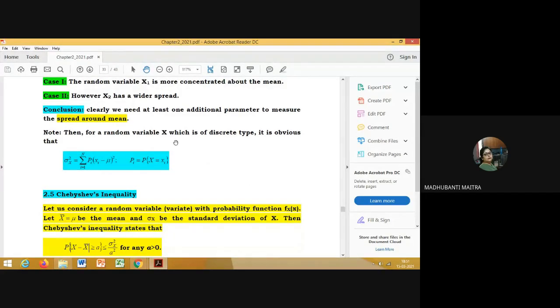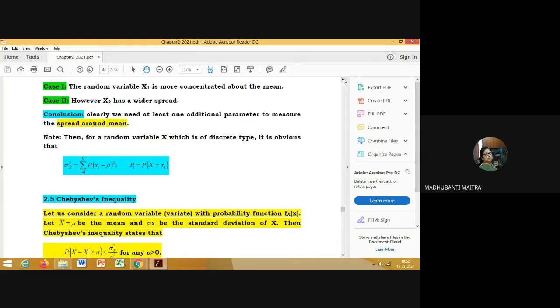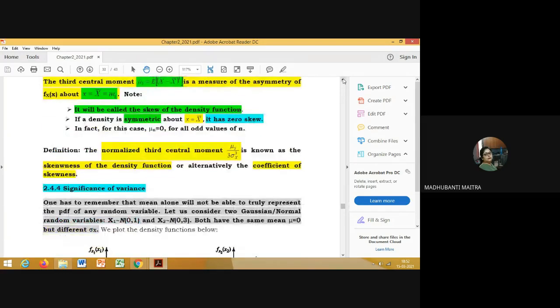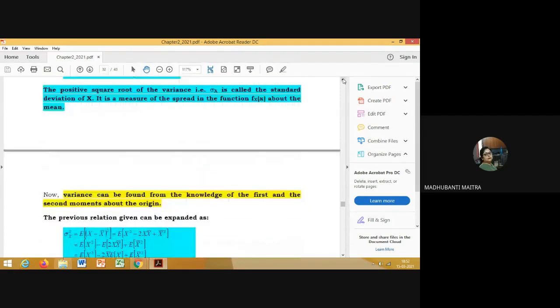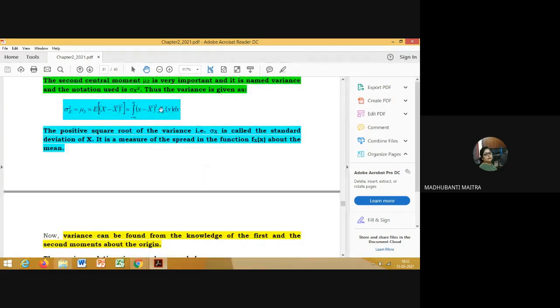Now, for a random variable which is of discrete type, it's obvious that sigma x squared, the expression of the standard deviation, or the variance rather, will be given by the summation of i going from 1 to n of p_i times (x_i minus mu) whole square. That we can derive from the definition of the variance given for a continuous random variable. Only this f(x) part is replaced by the corresponding probability.